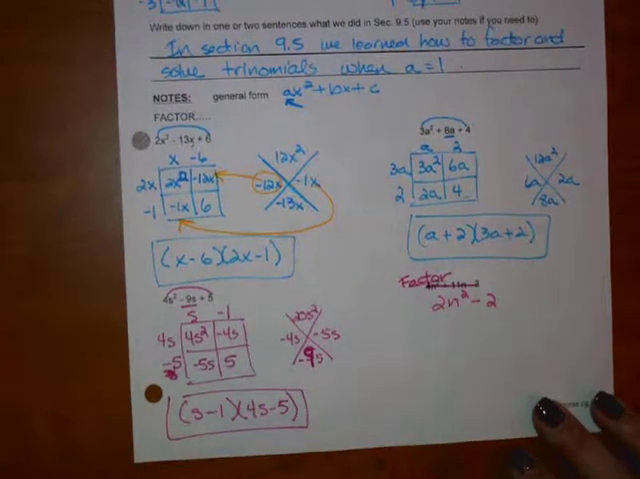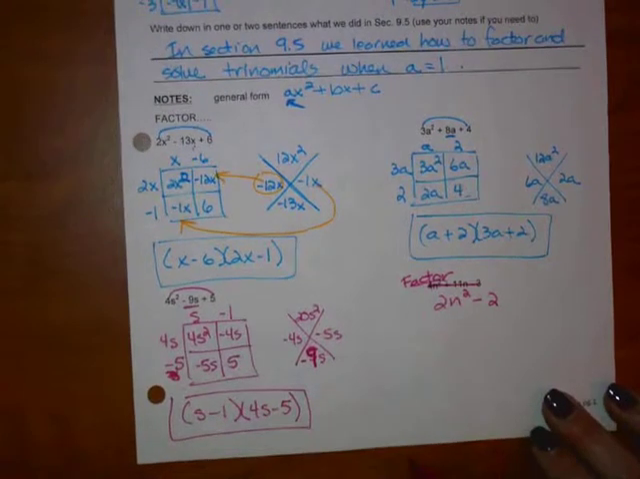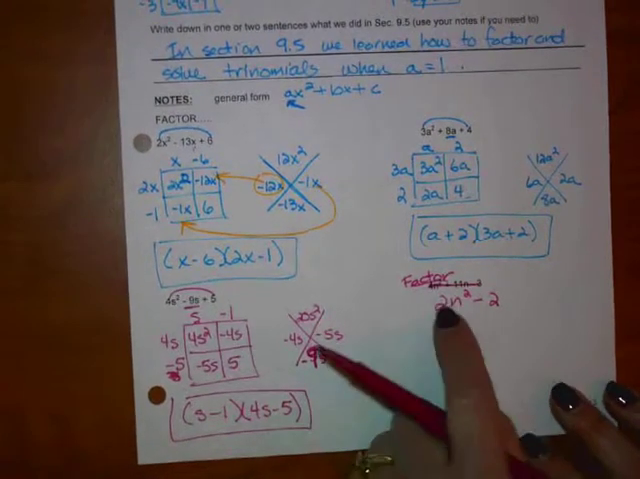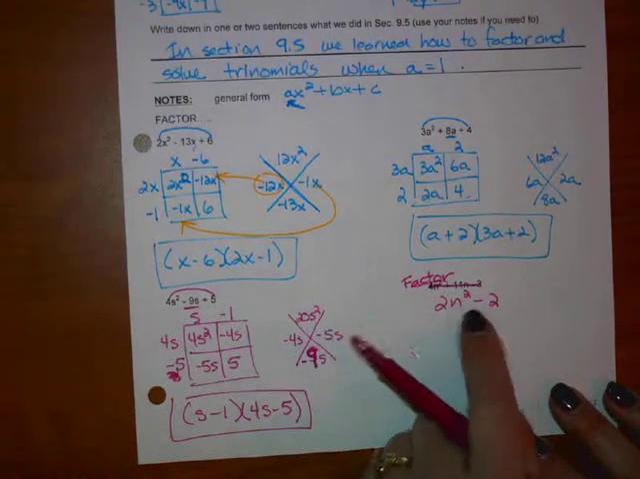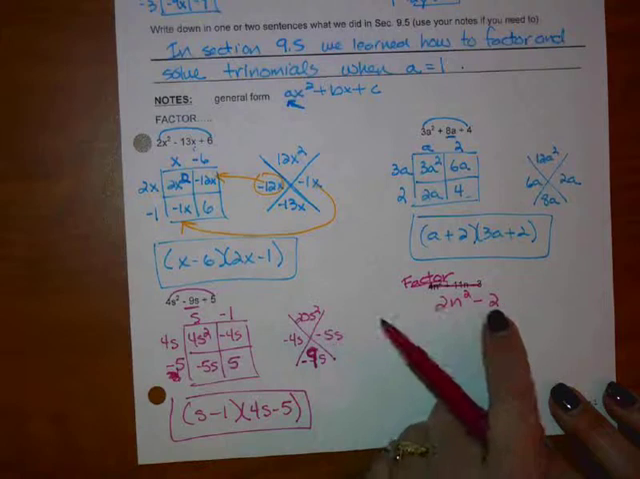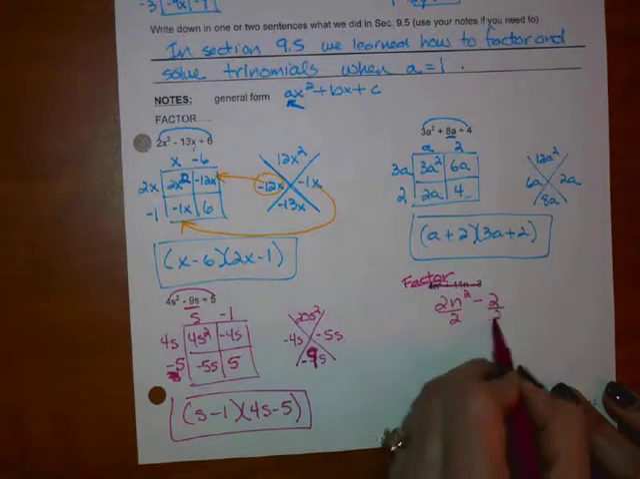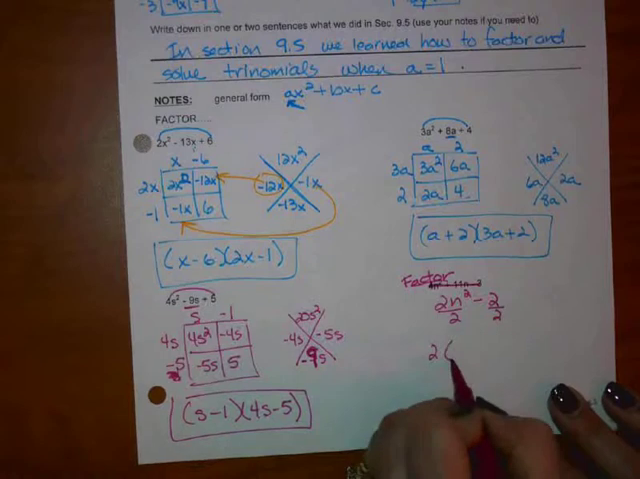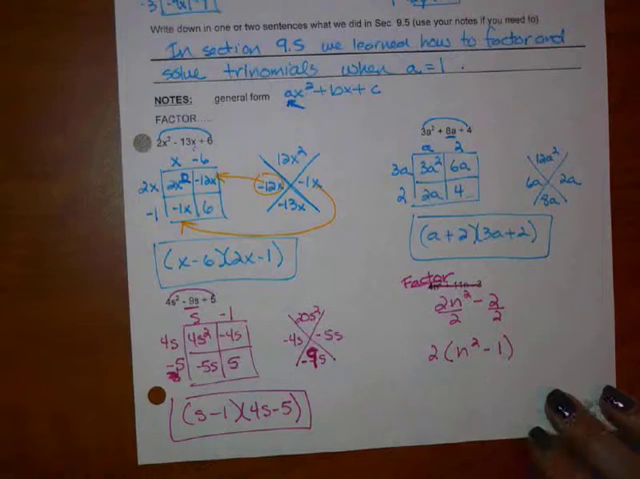Now, the first thing I hope that you notice is that it is not a trinomial. So you're not going to use the box. If you have to factor this, all you're going to do is look at each term in a binomial and say, what do they have in common? The only thing they have in common is 2, so I'm going to undistribute a 2, and I get n squared minus 1.